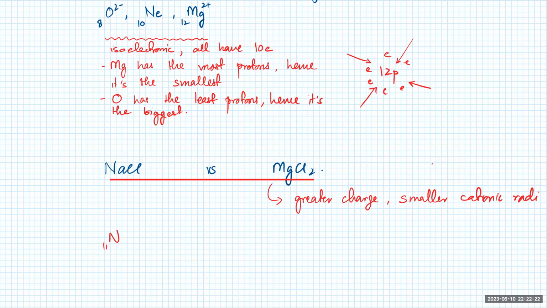Now, similarly, let's talk about NaCl versus KCl. Basically, the first one is going to have the more exothermic lattice energy. So what about the other one?